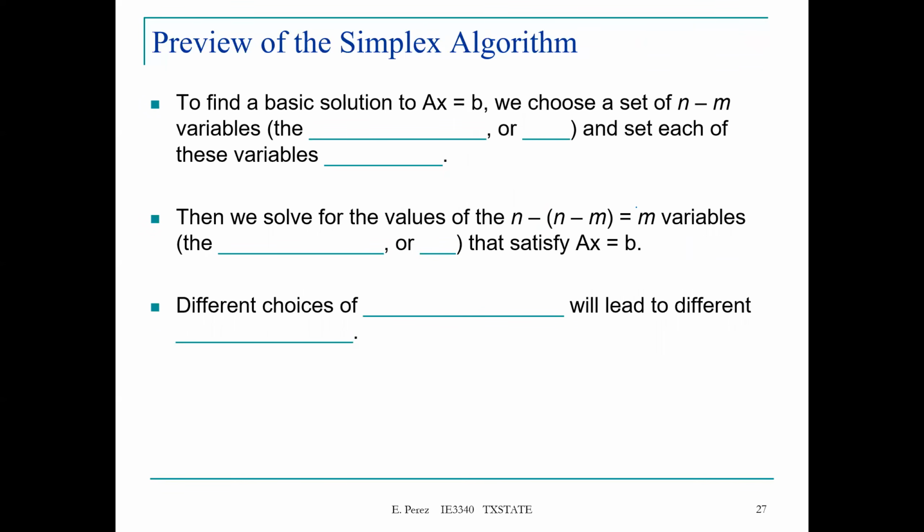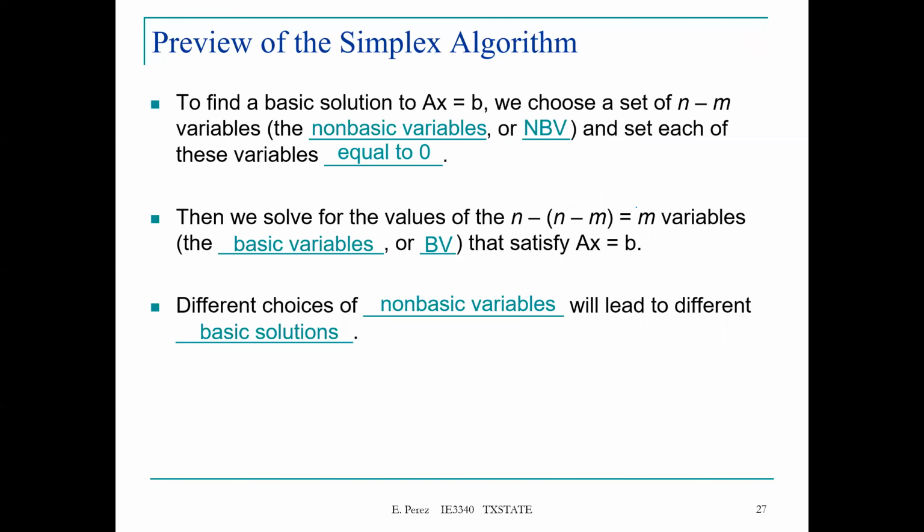To find a basic solution to AX equals B, we choose a set of n minus m variables, the non-basic variables, and set each of these variables equal to 0. Then we solve for the values of the remaining m variables, the basic variables, that satisfy AX equals B. Different choices of non-basic variables will lead to different basic solutions.